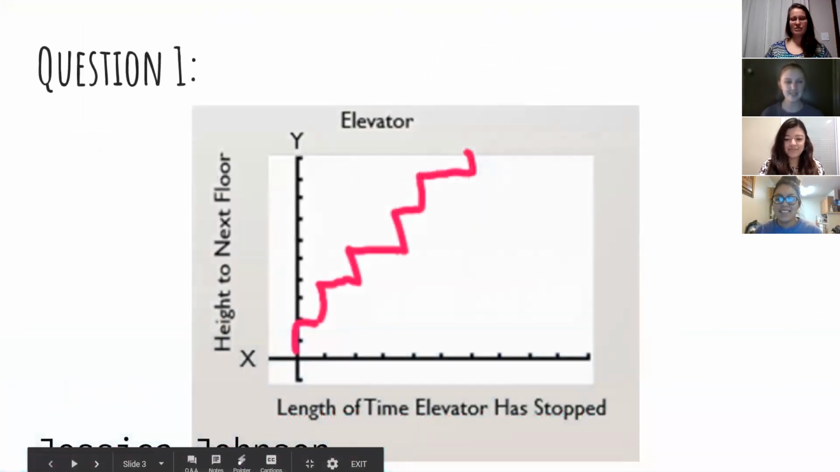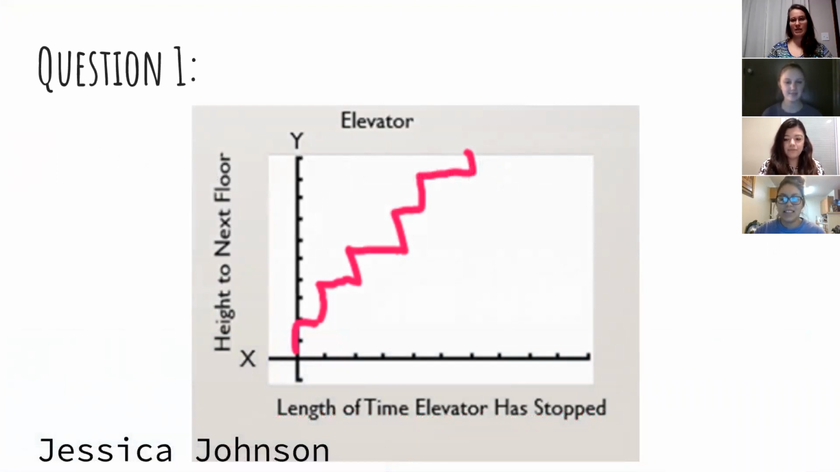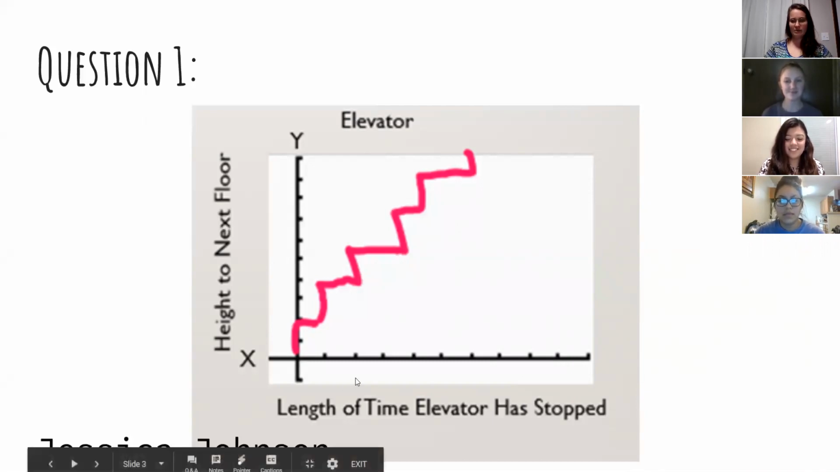Here I have a graph that shows an elevator traveling from floor to floor with a length of time that it stops between each floor. Jessica, is there more that you can tell me by looking at the X and Y axis? Yes, Cici, I can. The X axis is the length of time the elevator has stopped. The Y axis is the height to the next floor level.